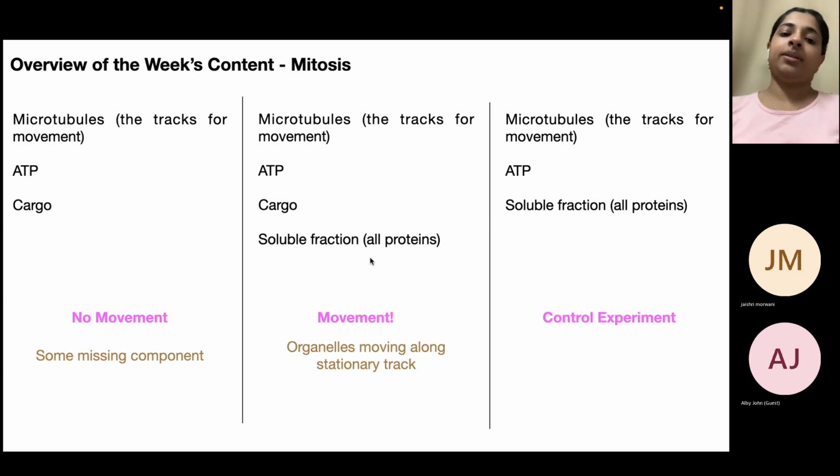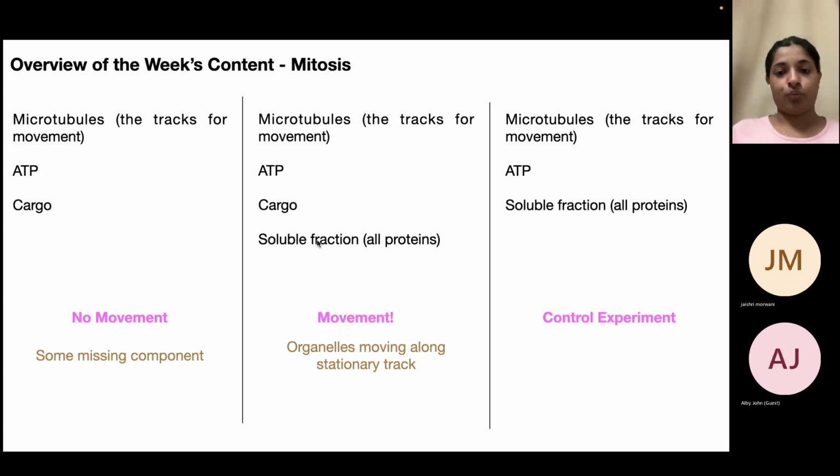In the next experiment that he set up, he added microtubules, ATP, cargo, and along with this, he added the fraction of the cell which contains all the proteins present in the cell. In this experimental setup, he saw that there was movement. In fact, the cargo that he added was moving along the stationary track.